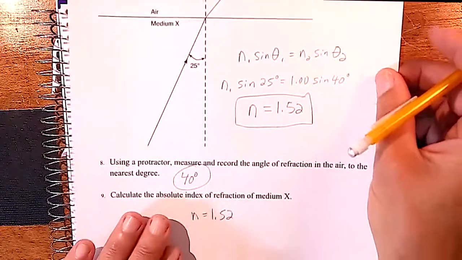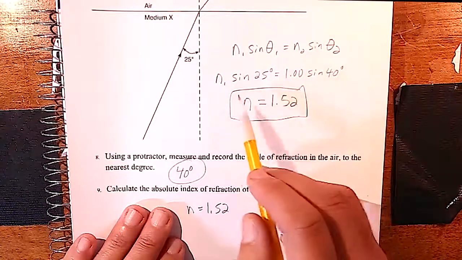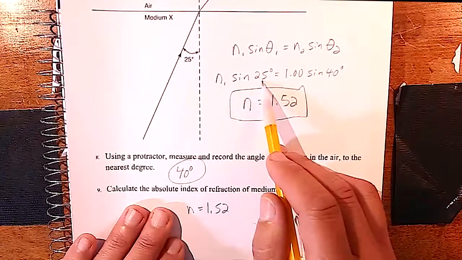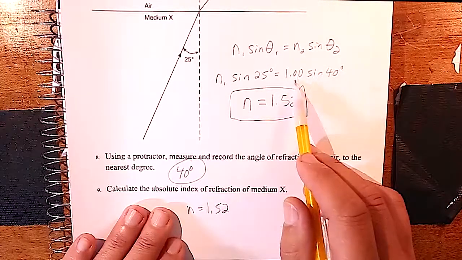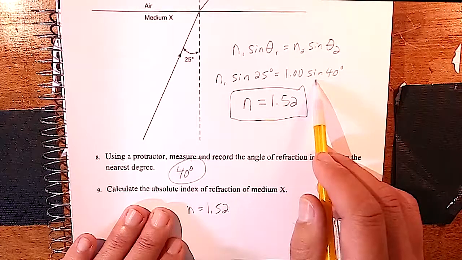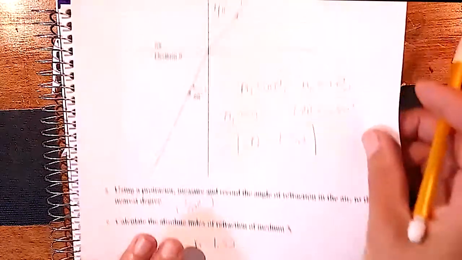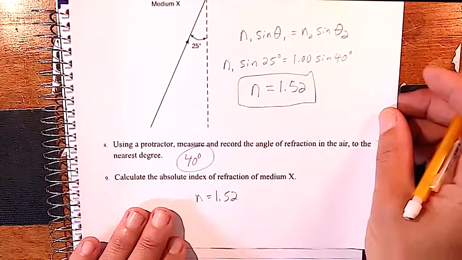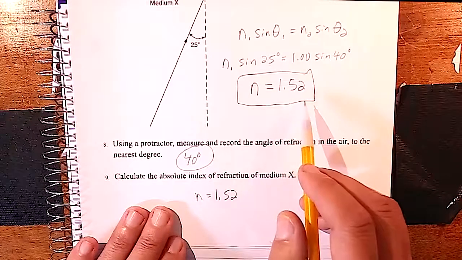And we need to use Snell's law in this. We have n1 sine theta 1, and we don't know what that n1 is. We know that the angle of incidence is 25. We know that the index of refraction of air is 1. And we have the angle of 40 degrees, which we have to measure, and you're going to measure that with a protractor. So once you've done that, you can get the index of refraction of 1.52.